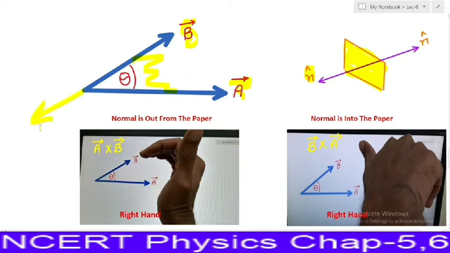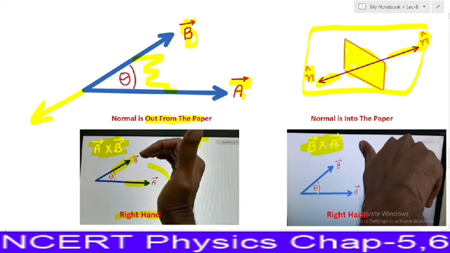Because a plane can have two normals on either side of the plane, to fix the normal, we use the right hand thumb rule. Suppose this is vector A and this is vector B and we want to find A cross B. Because we want to find A cross B, we will curl the fingers of the right hand from A to B. In this way, the direction of the thumb will give the direction of the cross product, that is A cross B. So in this case, the direction of A cross B is out of the paper. Now suppose we want to find B cross A.